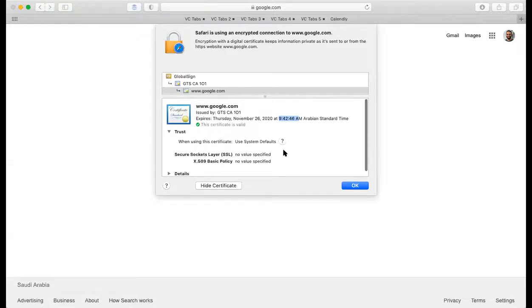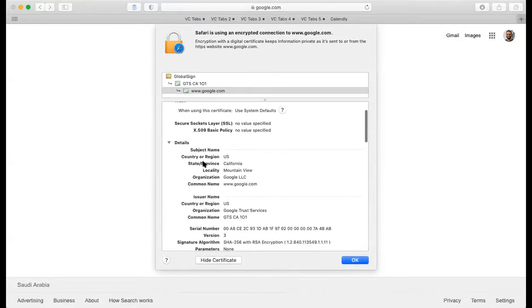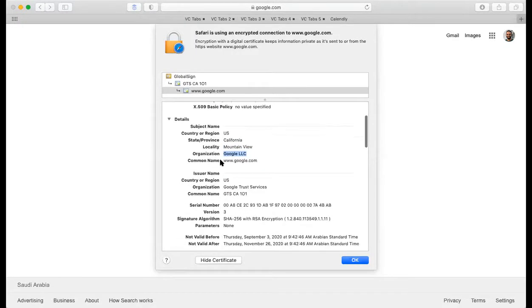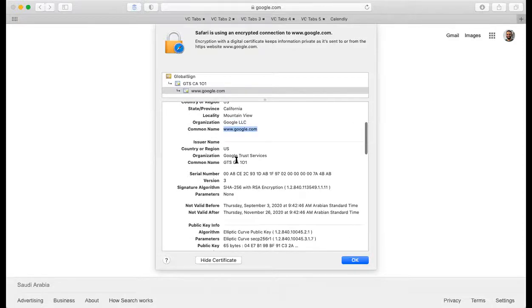So let's see, what does it say? It says this is Google.com, which actually exists in the US, California as the state, Mountain View. The organization name is Google LLC. This is the common name, the URL, right? Who's the issuer? The issuer is something called GTS, Google Trust Services. And this is the serial number for the certificate.